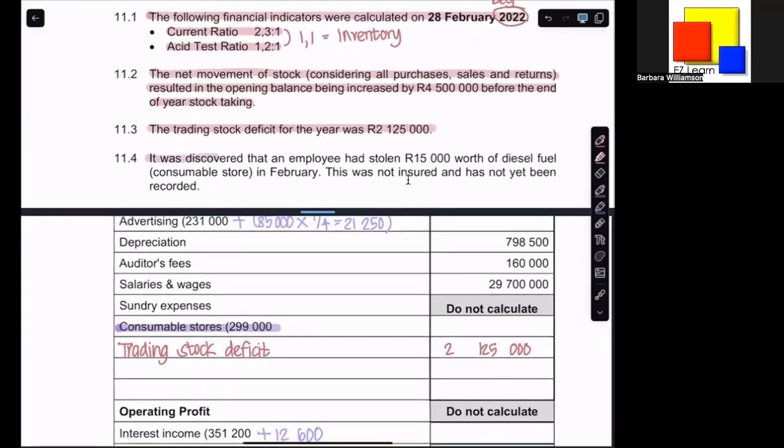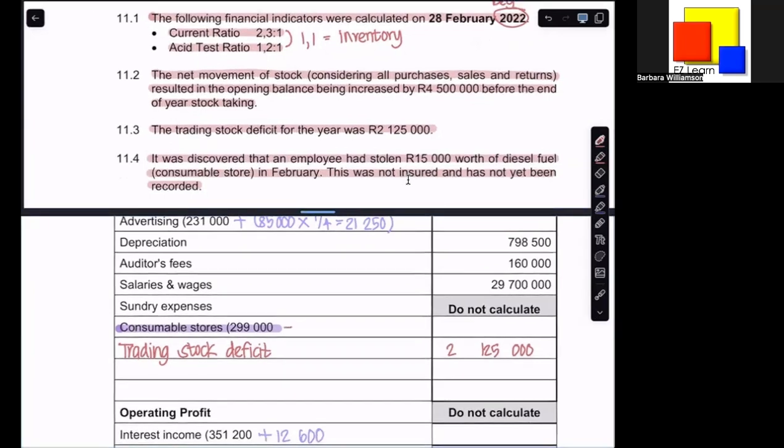It was then discovered that an employee had stolen 15,000 rands worth of diesel fuel, which is consumable stores, in February. This was not insured and has not yet been recorded. At the moment, we don't have consumable stores as an inventory amount because we've been recording it as an expense. It means that we're going to need to take that 15,000 out of consumable stores because we didn't actually use it. But it will still be an expense.